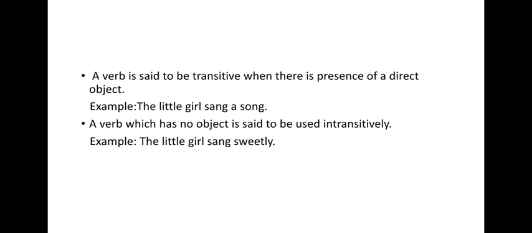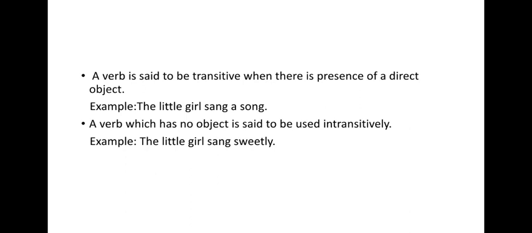Well, we have learned that a verb is said to be transitive when there's a presence of a direct object. This is what we have learned, right? We call a verb a transitive verb when there's an object to receive the action. For example, the little girl sang a song. Here, the little girl is the subject, sang is the verb, and who is receiving the action? The thing or the person? It's a thing. So a song. A song is receiving the action sing, right? So we call this sentence a transitive verb.